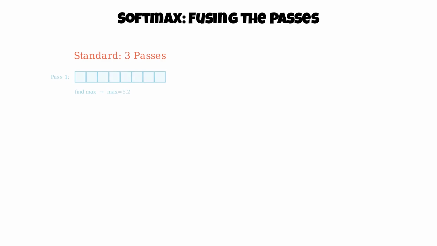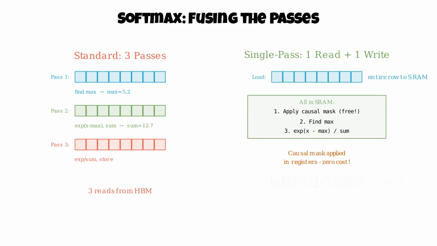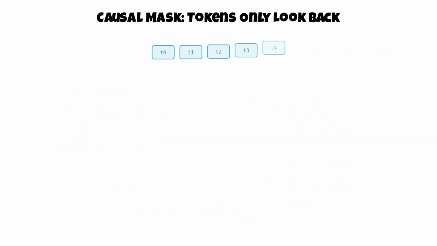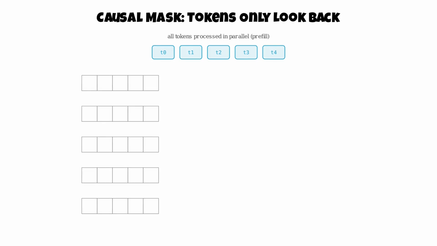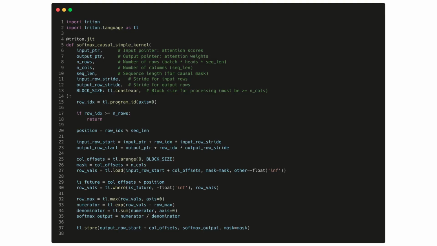Standard softmax needs 3 slow trips to global memory: finding the max, computing exponentials, and dividing them by the sum. We are going to do all of that in just one single pass. We are also making it causal. During the inference prefill phase, when we process the entire prompt in parallel, tokens are allowed only to look at the past, never the future. We bake this mask directly into the kernel. Let me walk through the code step by step.